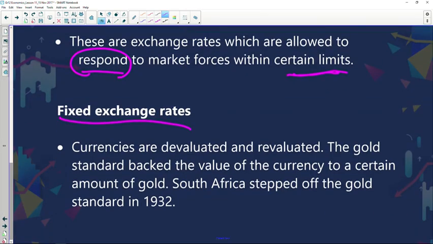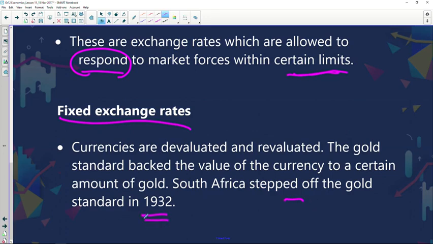Okay, so the fixed exchange rates, so currencies are devaluated and revaluated. The gold standard backed the value of the currency to a certain amount of gold. South Africa stepped off the gold standard in 1932.